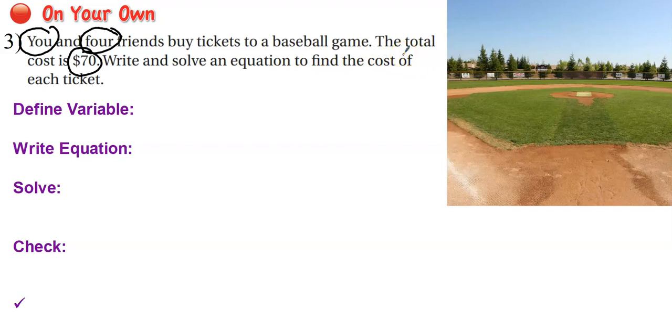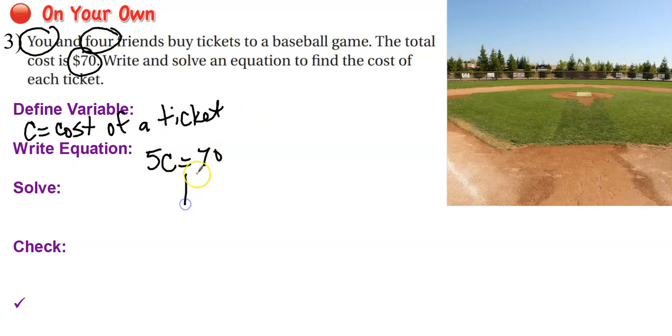All right, so for this one, I think I'm going to use C. So C equals the cost of a ticket. And remember, all the tickets would have to cost the same, otherwise we really couldn't figure it out. And I am going to say, if I bought 5 times C, that would equal 70. I'm going to draw my balance scale.